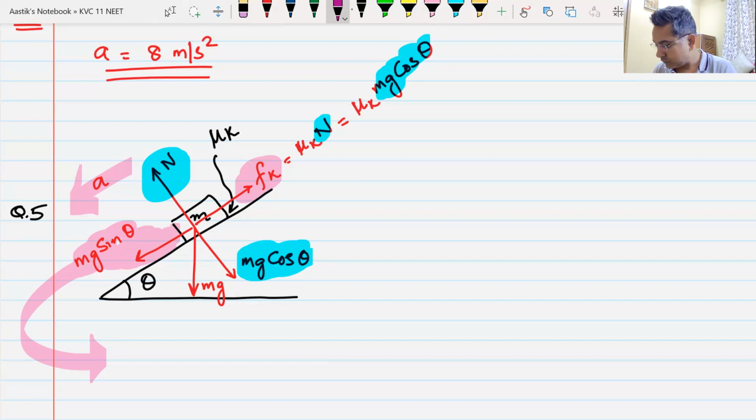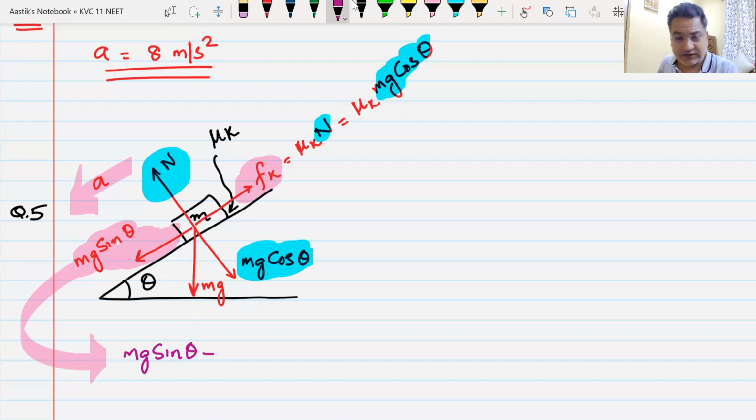mg sin theta minus Fk equals m a. It is moving down with an acceleration a. I hope you understand it. The downward force is mg sin theta, so I write mg sin theta.